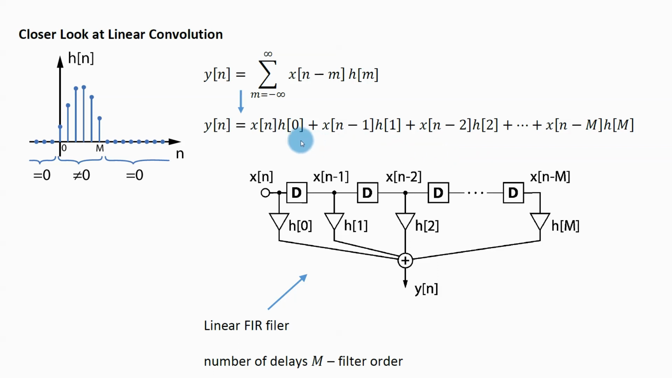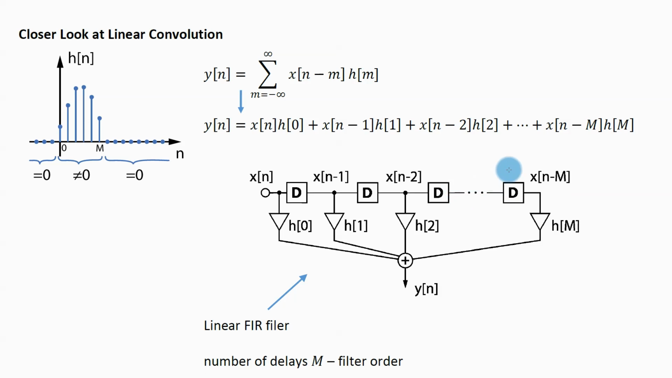Now what do I need to do next? I need to take my signal which is not delayed and I need to multiply it by h of 0. And here I do that. Then I need to take my signal which is delayed by one sample and I need to multiply it by h of 1. And I'm doing that here. Then I need to take my signal delayed by two samples and I need to multiply it by h of 2. And that is being done here.